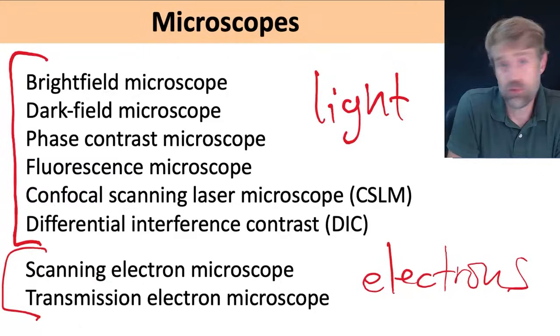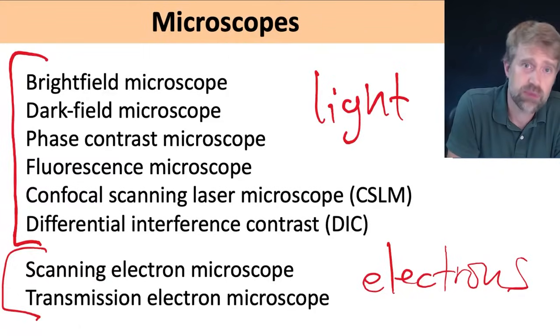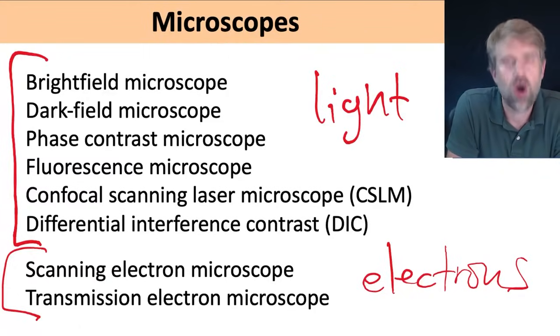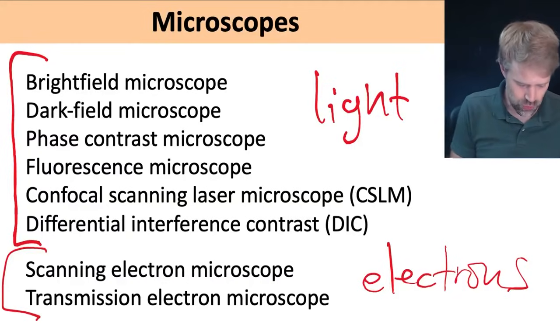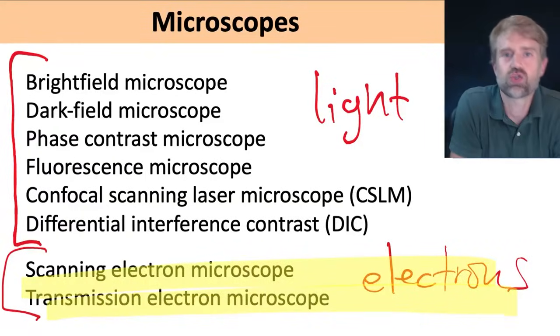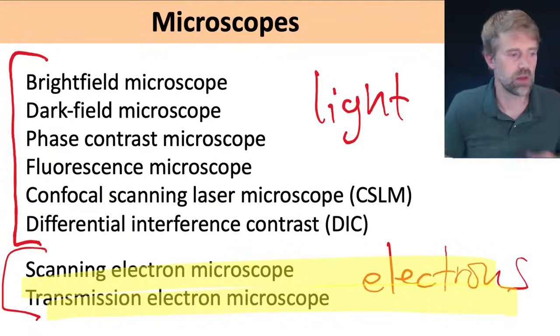Now, you might even think you have to memorize fluorescence microscope and confocal scanning. No, all you have to be able to do is recognize the electron microscopes. Here's why.